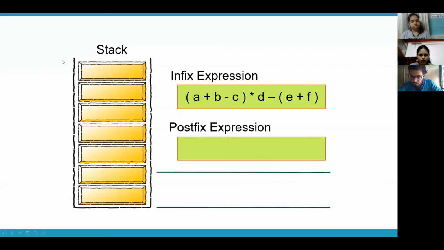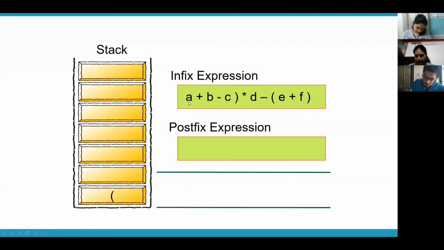Okay. So the first character that we are scanning is left parenthesis. Left parenthesis कहाँ पे जाएगा? Stack के अंदर, right? तो left parenthesis गया stack के अंदर. Next कौन है? Next A है. A कहाँ पे जाएगा? Postfix expression में. So A will get appended to the postfix expression.